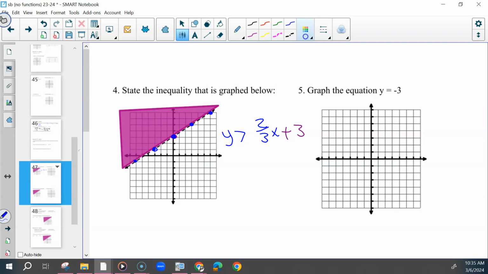Questions on that? If you wanted to double check yourself in Desmos, you could put this into Desmos, and you'll see that the slope and y-intercept are the same. The line would be dashed, and it would be shaded above.